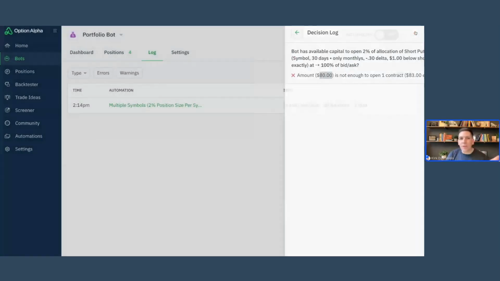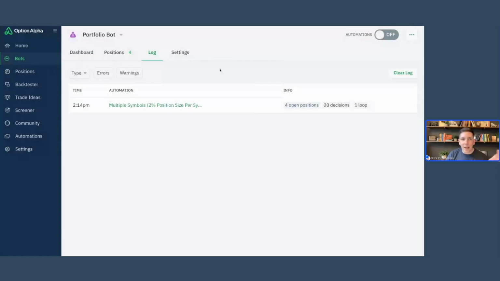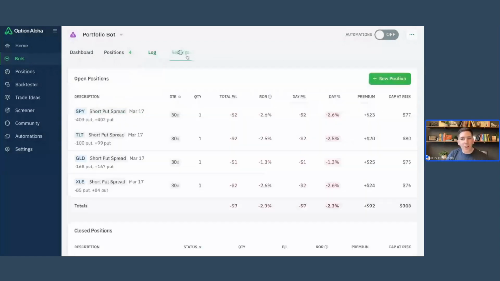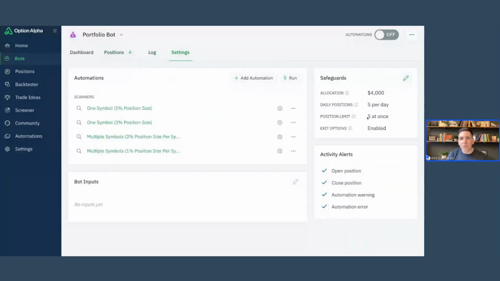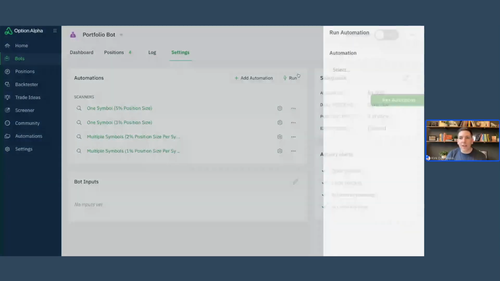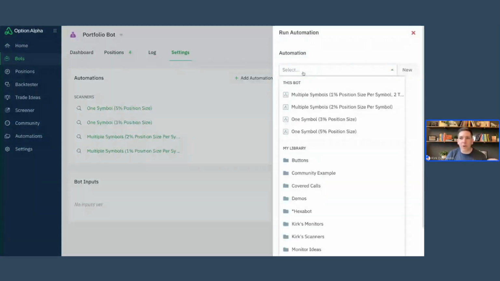It needed $83, and I said 2% of 4,000 was $80. Now, what's going to happen here the next time I run it? Do you guys want to run it again? I've got 4 positions. I said it could open 5 per day and 5 in total. So let's run it again. Let's run this scanner automation again, right? This is what happens when you turn these on. We'll run it again as multiple symbols, 2% per symbol.